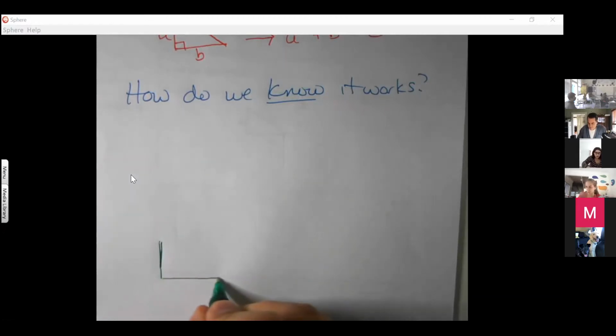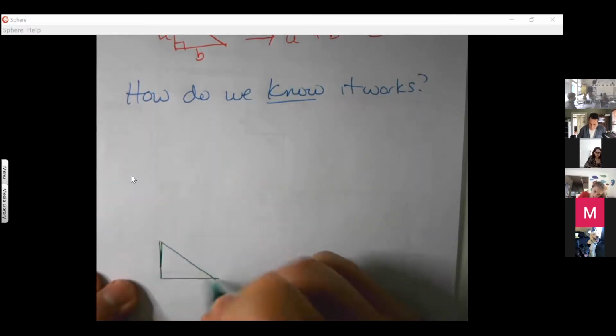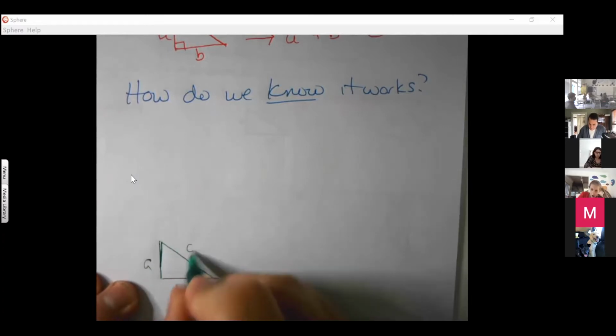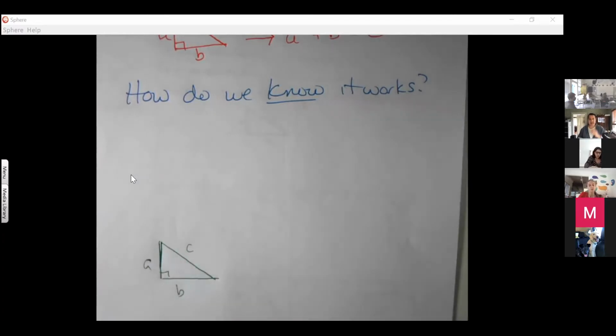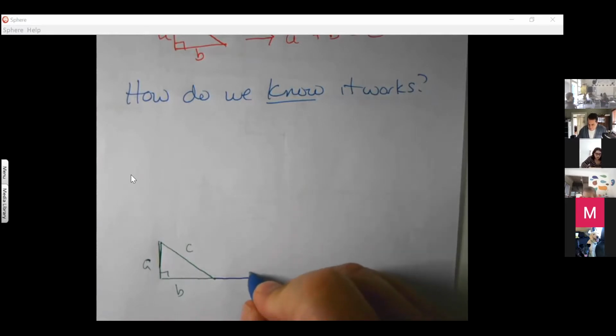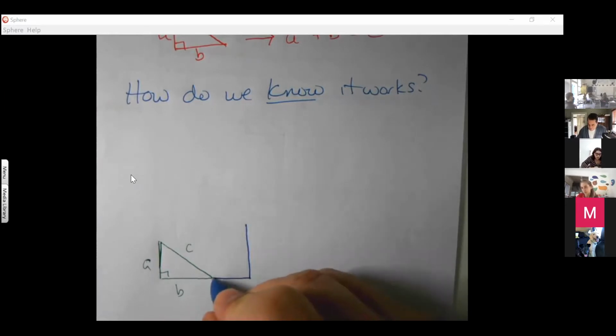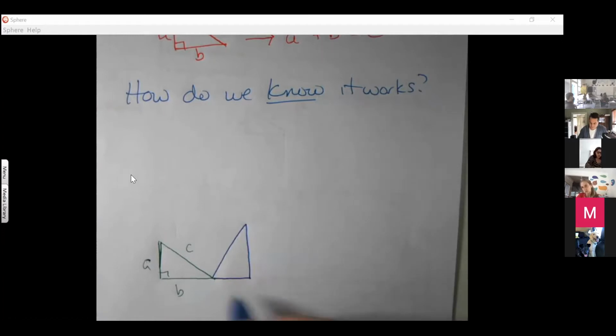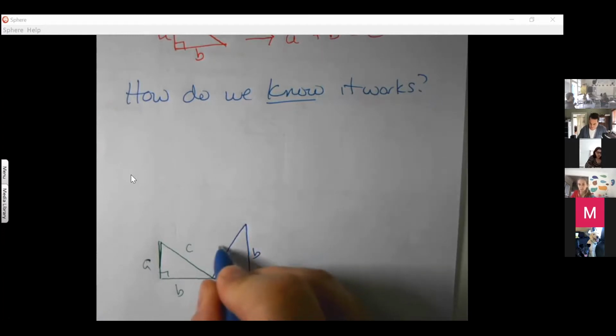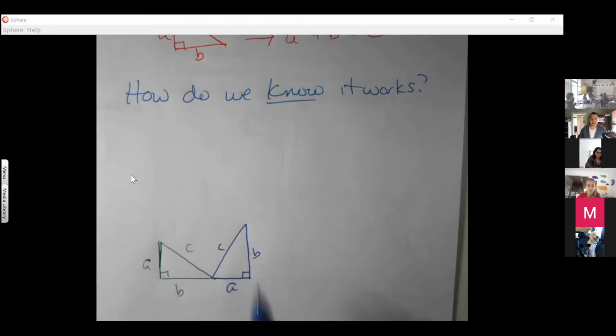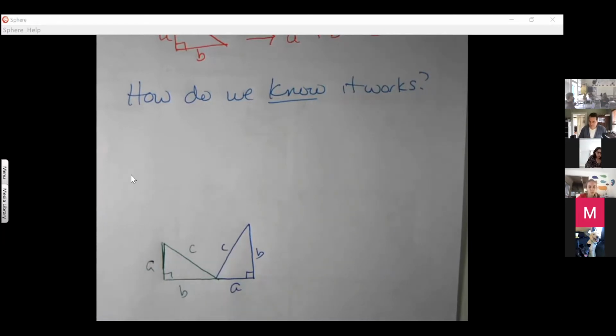In other words, I'm going to start with a right triangle labeled A, B, and C. And that's all I get to start with. Now, I'm going to draw another one. In other words, I'm going to copy and paste a second right triangle that's exactly congruent to this. So I'd like A, B, and C. I'm going to have to put a little rotation on it as well to make it fit the way I want to, making this a straight line.